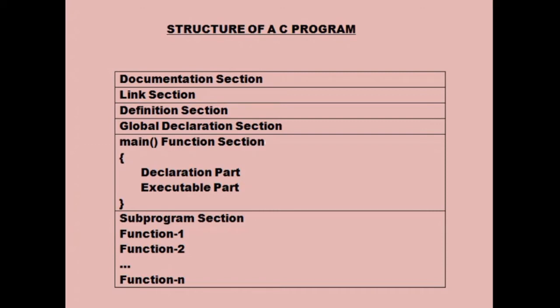Hello everyone, in today's tutorial we will learn about the structure of a C program. A C program structure has the following sections: documentation section, link section, definition section, global declaration section, main function section that consists of two parts, declaration part and executable part, and then subprogram section that will include different user defined functions. We will cover each section one by one.